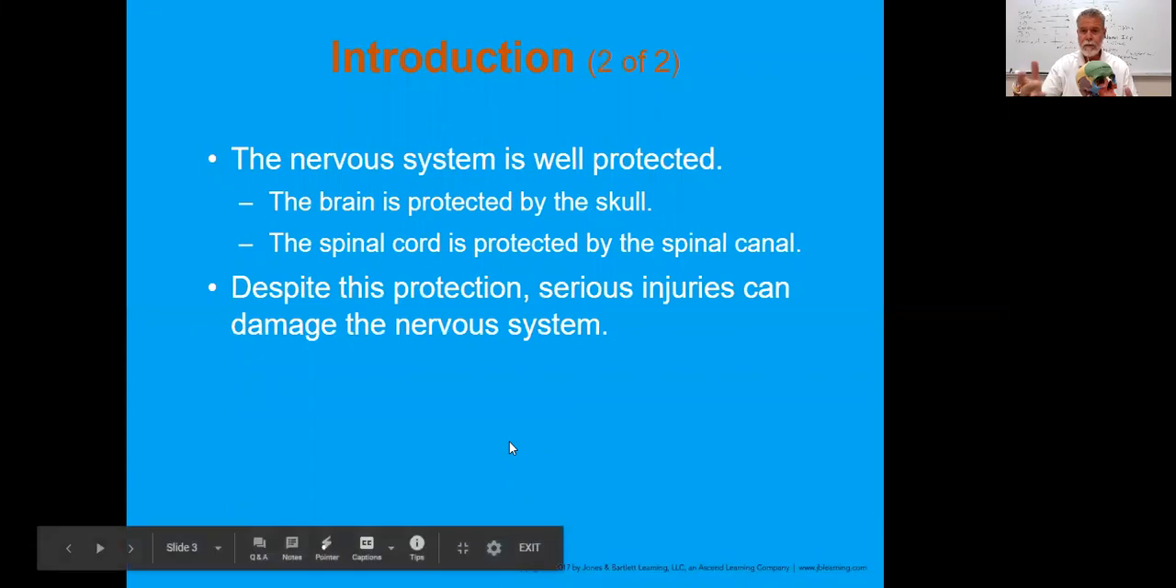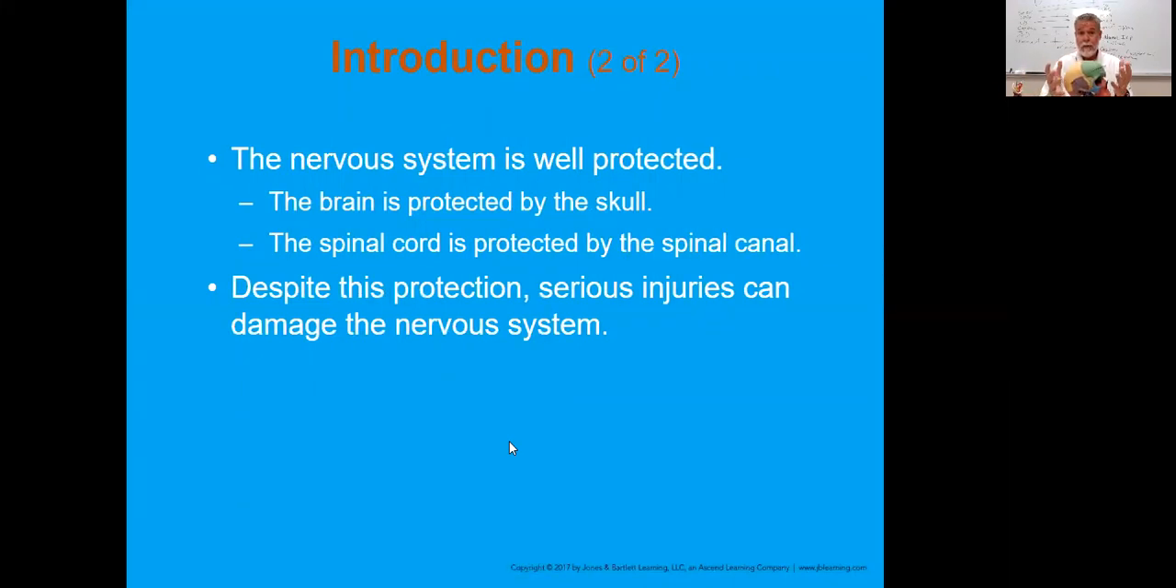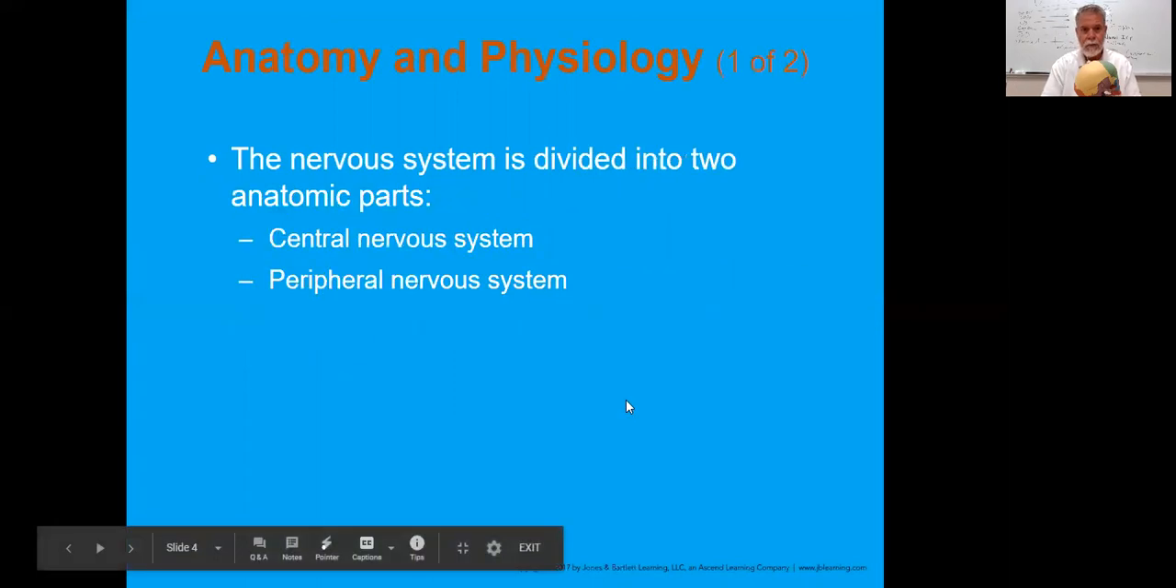So the nervous system itself is well protected by the skull, right? That's its goal. The spinal cord itself actually has the spinal canal that's working to protect that as well. But it certainly doesn't mean that, based on the injuries someone suffered, these things cannot become affected. Of course they can. Head trauma, spinal trauma, paralysis are certainly things that we deal with.